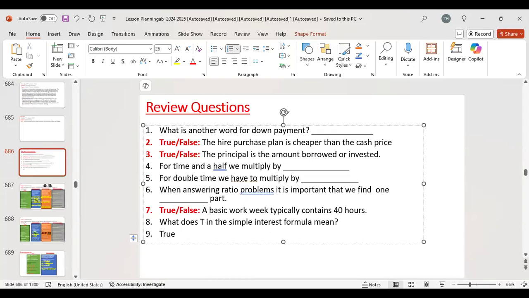True or false? You have to write the question and answer it. Yes, Jed, you have to answer the question. Write down the questions and answer them. Let me say it again: write down the questions and answer them.